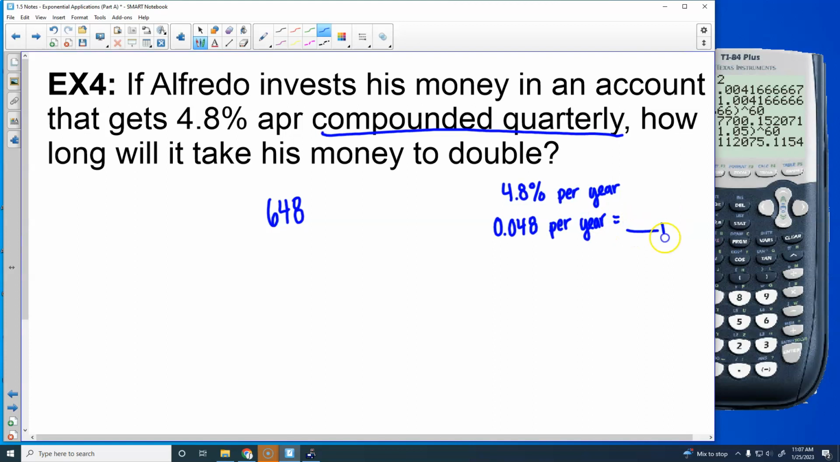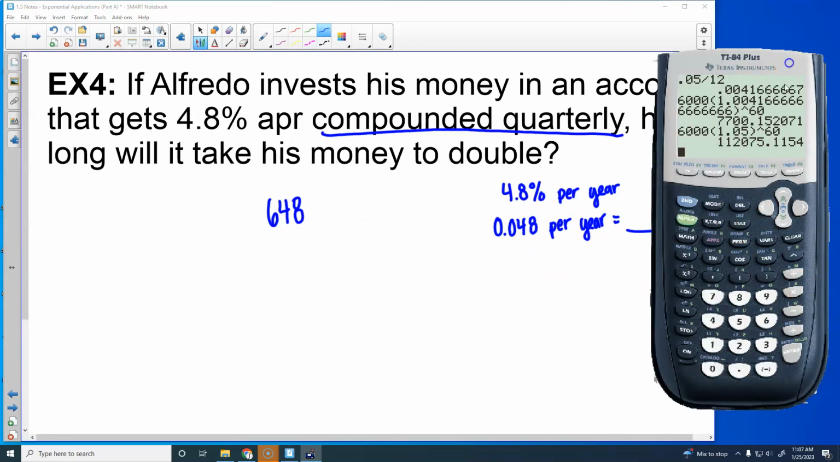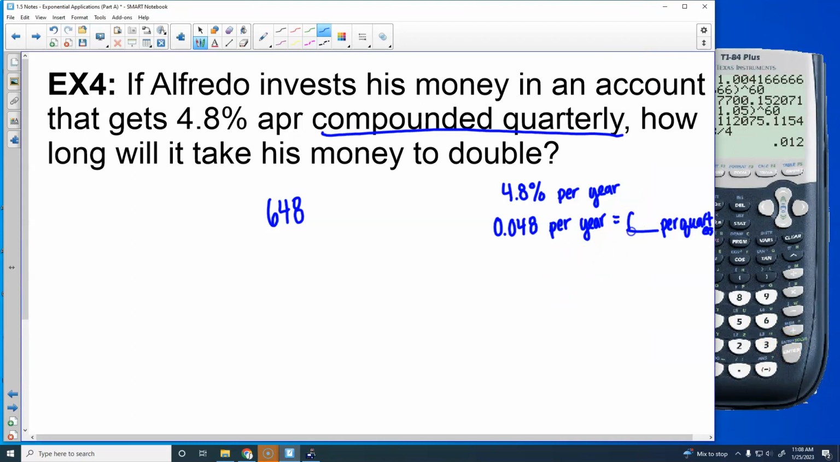How many quarters are going to be in a year? Four. Right, so if I take that 0.048 and I divide it by 4, I'm going to get 0.012. Okay, so my B value here is going to be 1.012.